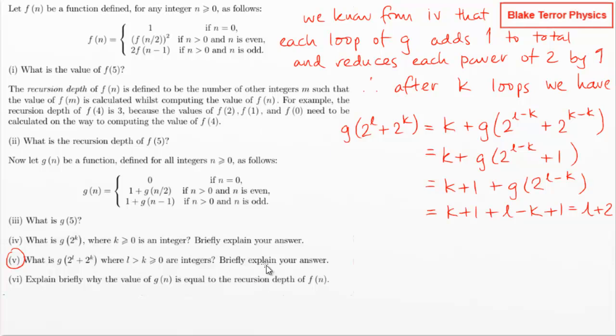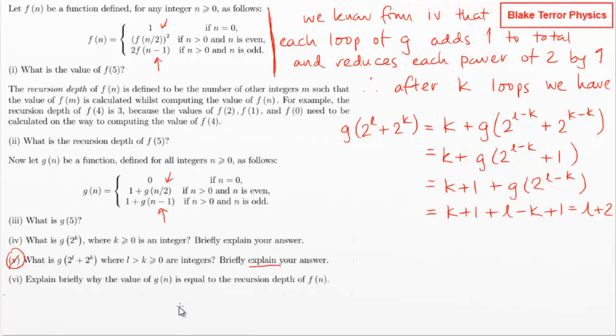So I think the explanation here hinges on just explaining that you know what the function is doing. Every time we go through, we're adding 1 to the counter and dropping the power down. Okay. Explain briefly why the value of g of n is equal to the recursion depth of f of n. Well, this comes back to what we could see earlier on. It's doing the same thing. If you're in the middle branch, you're dividing by 2. If you're in the bottom one, you're taking 1 off. And it's doing exactly the same thing here and here in g. So it's doing the same steps for n.